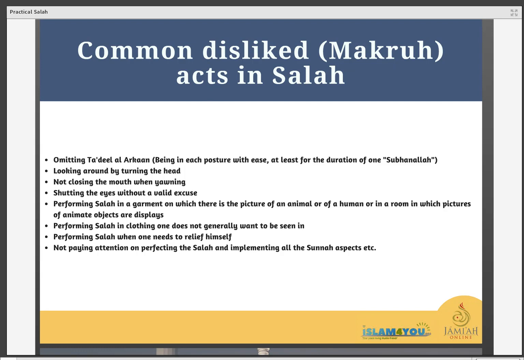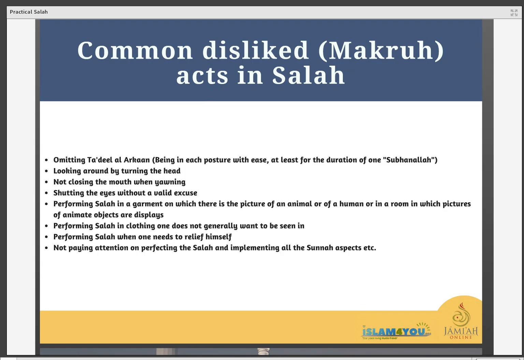Then to perform the salah in clothing that a person does not generally want to be seen in. Now, when we're performing the prayer, there's one verse of Quran that explains that when you go to the masjid, to the mosque, then you should be dressed very well. And this would apply to prayer wherever we are, even if it is in our home. So to dress in clothing that we wouldn't want to generally go out with.